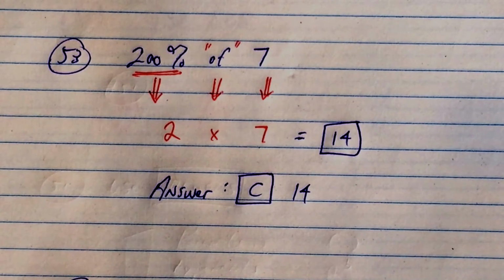Question 53. 200% of 7 is mathematically equivalent to the whole number 2. Of is times, and 7 is 7. So the problem is 2 times 7, which equals 14. The answer is C, 14.